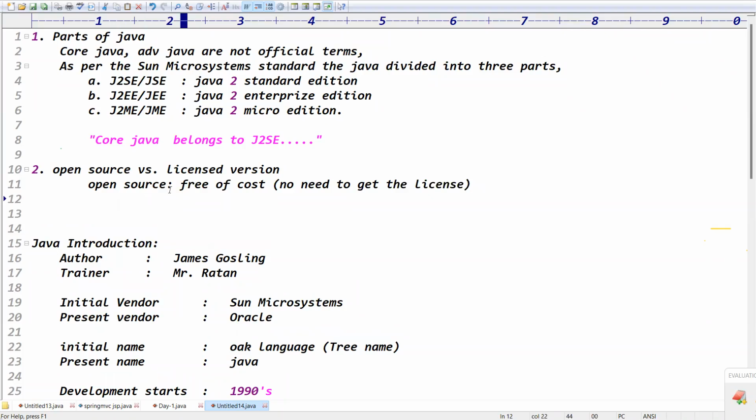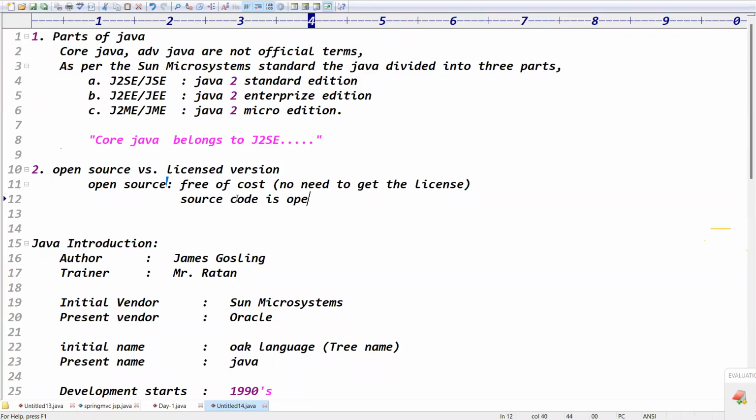And even the main point of open source is that the source code is open. Source code means whatever the code written by James Gosling, that code we can see. With that code we can download, and that code we can modify. That's the point.